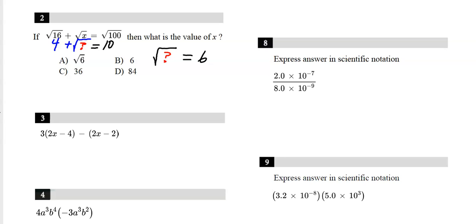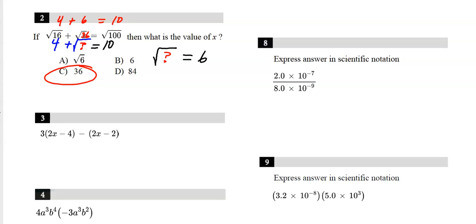So somehow I need to get a 6 there. So the answer isn't 6. What needs to go in red for the x is the square root of 36. Because that's what comes out to be 6. So now my equation up here above is true. 4 plus 6 does equal 10 when you do all the square roots.